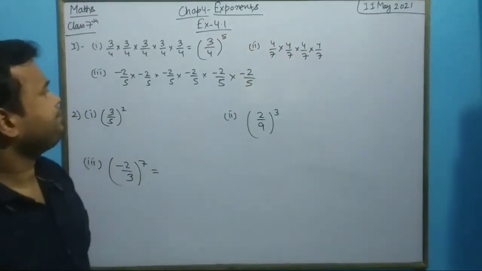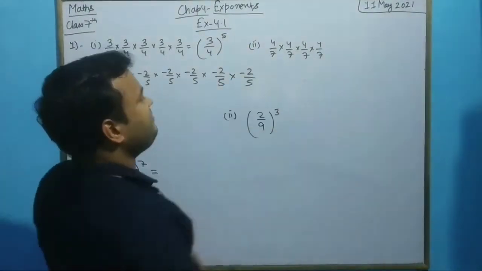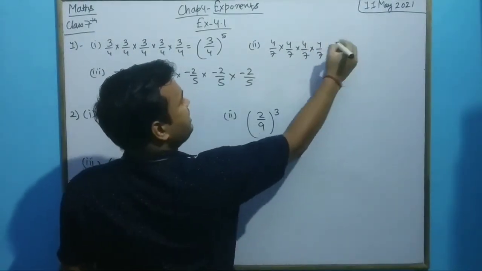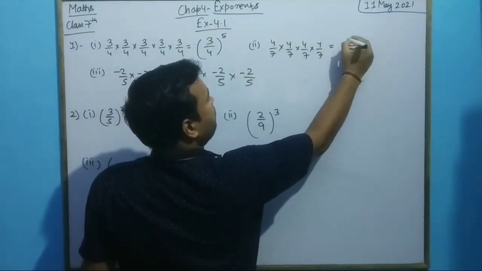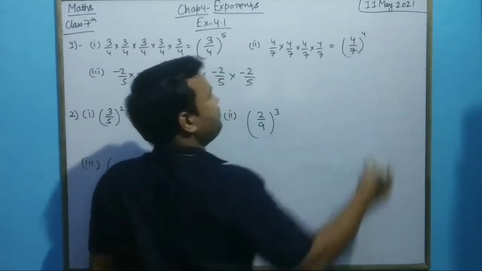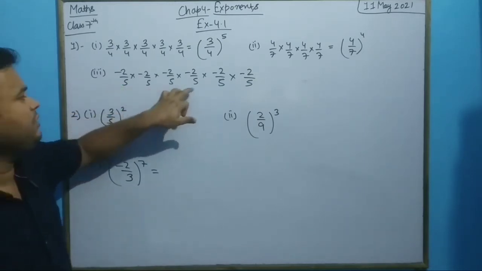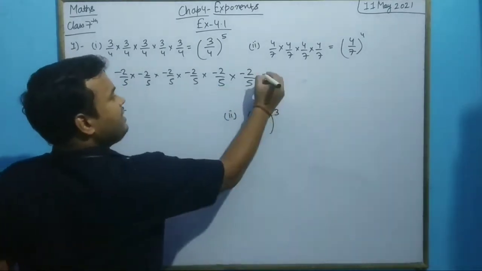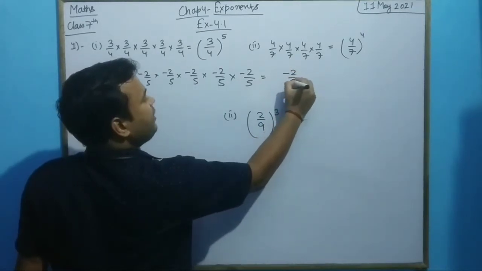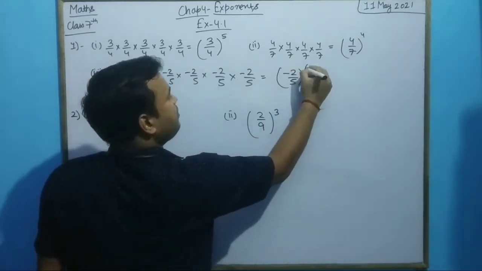Here again 4 by 7 is being multiplied how many times? 4 times. So 4 by 7 the power 4. Very easy. Now again here we are seeing that minus 2 by 5. 1, 2, 3, 4, 5, 6. So we can write it as minus 2 by 5 raised to the power 6.